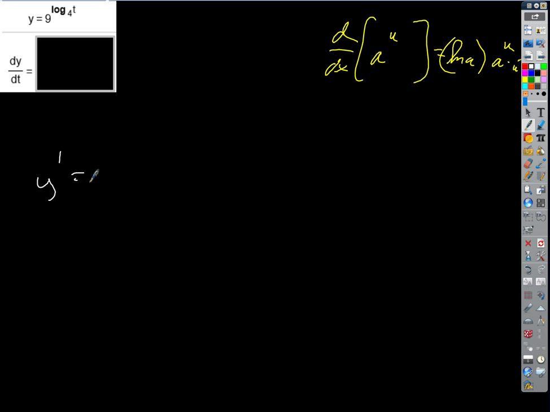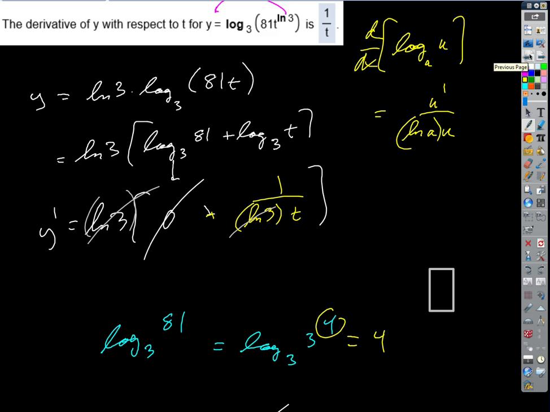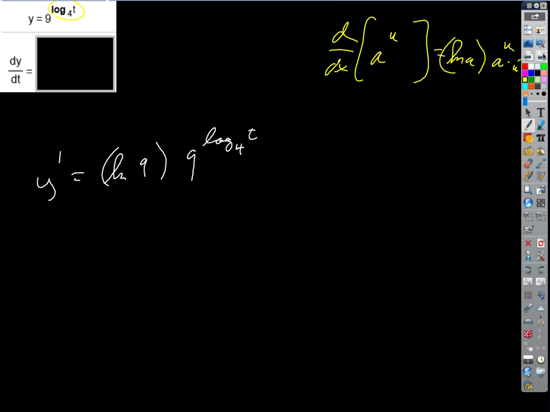Y prime equals natural log 9 times 9 to the base 4 log of t, but what's our u prime gonna look like? Like, there's our u. So now we're going back to one of those guys, right? Okay. So what do we get?